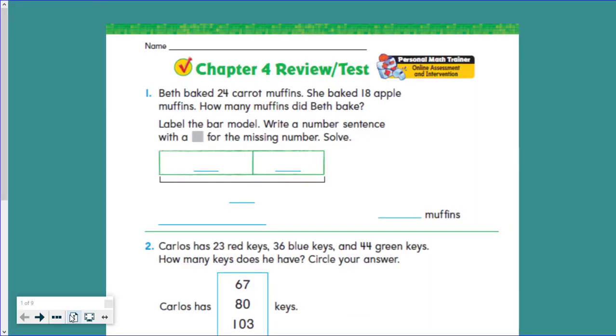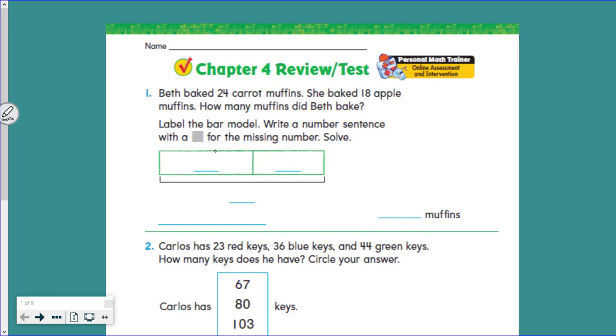All right, number 1, Beth baked 24 carrot muffins. She baked 18 apple muffins. How many muffins did Beth bake? So you're going to label the bar model and then write a number sentence with a box for the missing number and solve. So your bar model goes here, your number sentence with the missing number goes here, solve it, and your answer goes here. So pause your video and go ahead and work through that.